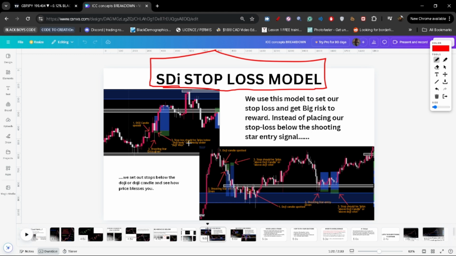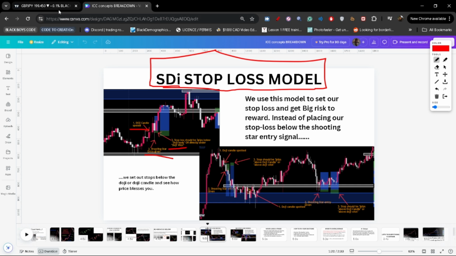So to break down this SDI model, essentially it just means number one, price giving you a doji candle. Then number two, price giving you a shooting star entry. Once that shooting star entry happens, your stop loss should be 3 pips below the doji body or directly under the doji wick.